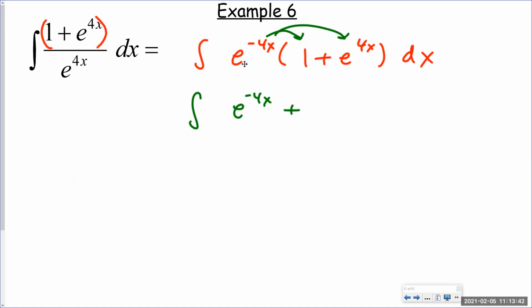Because if the bases are the same, you add the exponents, right? So what's negative 4x plus 4x? 0. So you have e to the 0. What is e to the 0? It's 1. So this is e to the negative 4x plus 1 dx.